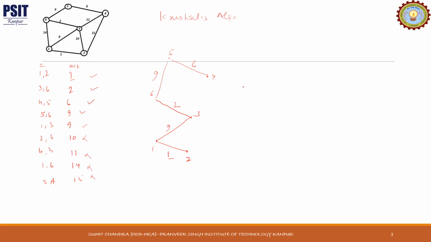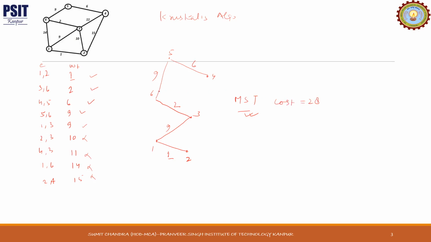So this is our minimum spanning tree with weights 6, 9, 9, 2 and 1, so the cost is equal to 28.